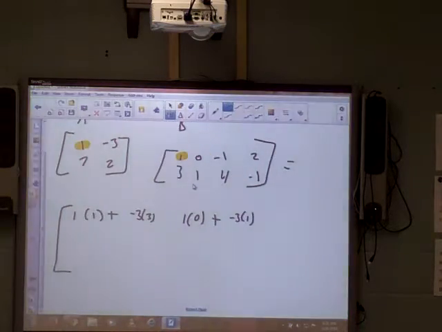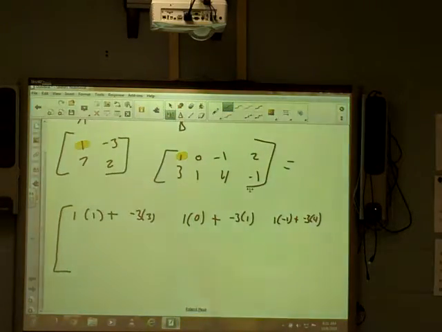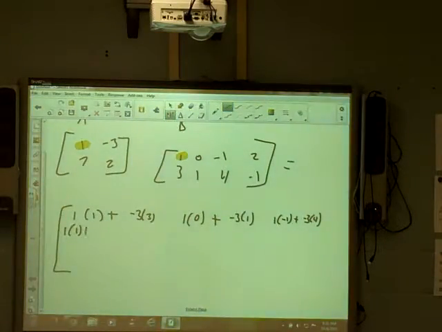I'll just start squishing these together. I'm going to run out of room. Alright, now we've got to go to the third column. So I'm going to have 1 times negative 1 plus negative 3 times 4. Top row, third column. And I've got 1 column left. I'm going to squish all this together so I can get it all in one. I'm not changing anything, just trying to save some space.